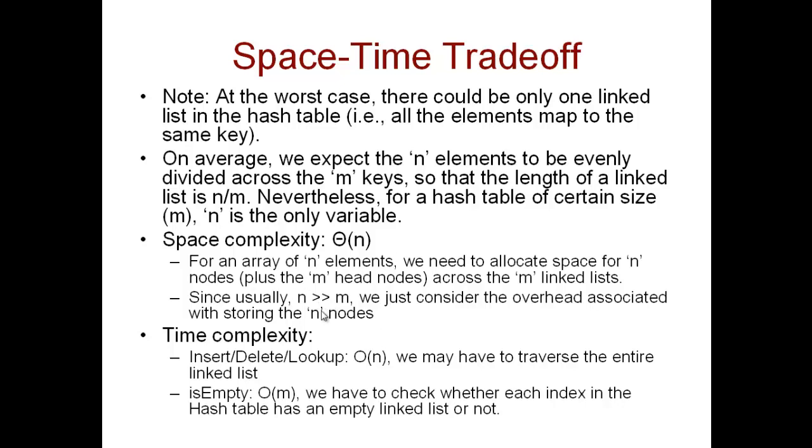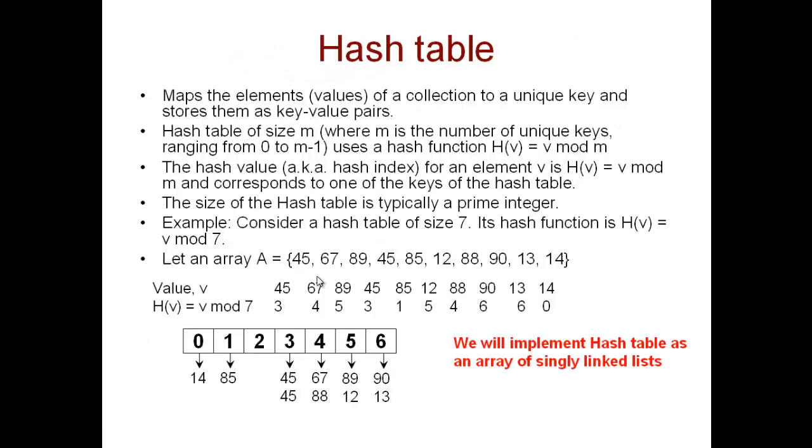So that's why the space complexity for a hash table is written as theta of n. Now for time complexity, we would like it to be almost constant time, in the sense that for any array, if the elements are evenly distributed across the array, we want to be able to search in theta of one time complexity. But of course, as we can see, in reality, we cannot guarantee that we can search in almost constant time. It depends on the divisor.